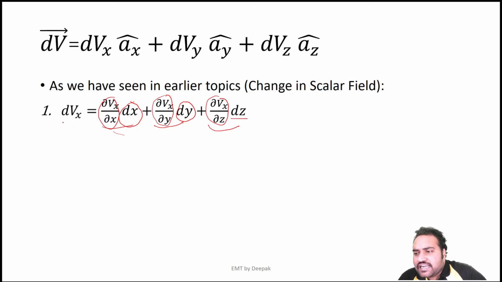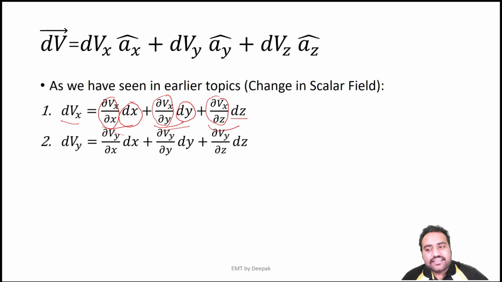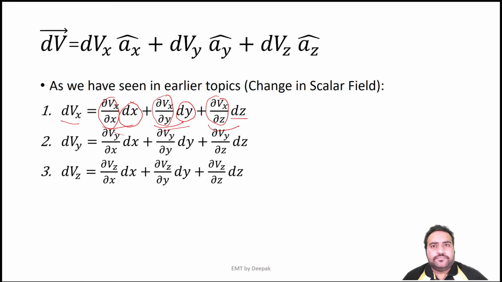And this total expression is the change in scalar field, where the first term corresponds to the change in scalar field because of x, the second term corresponds to the change in scalar field because of y, and the third term corresponds to the change in scalar field because of z. Not just that, I can expand this dvy also in the same form, dvz also in the same form.